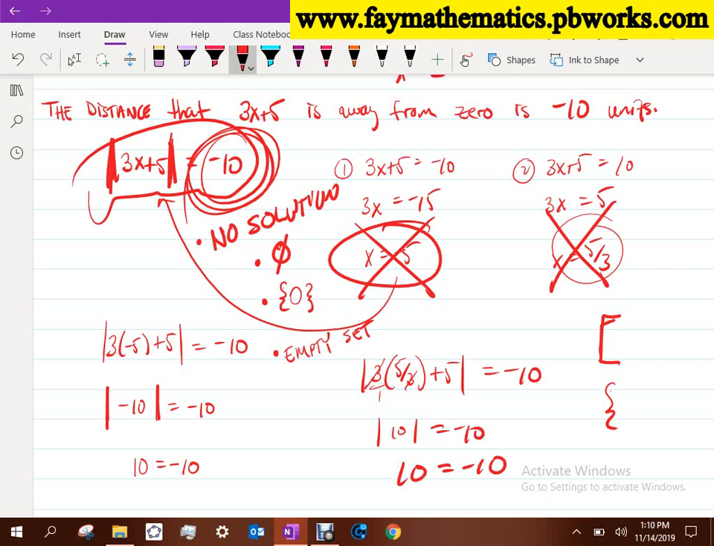Well, what you're telling me is that if I put 0 inside those curly braces, you're saying 0 is a solution. We don't have a solution. We don't have anything that can be put in there. Does that make sense? Okay?